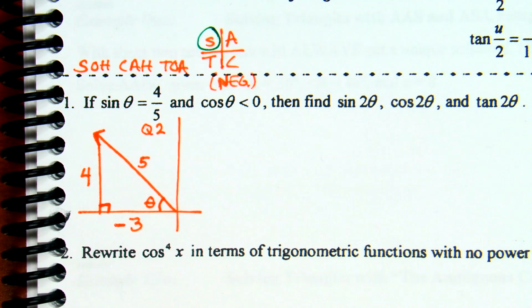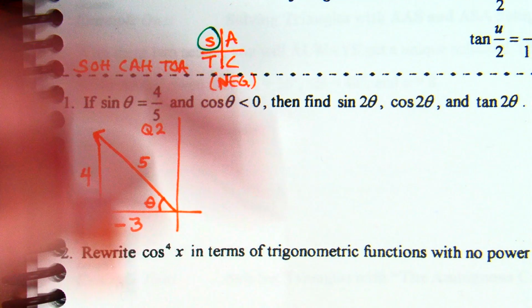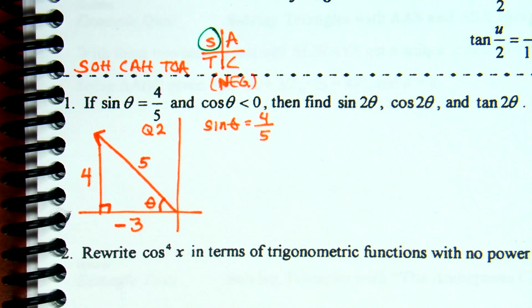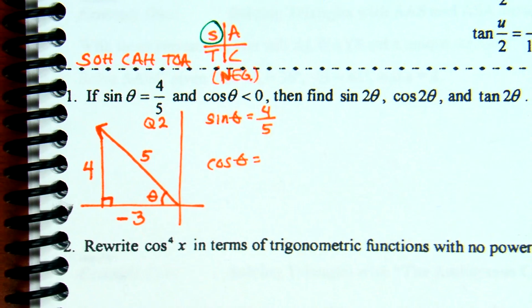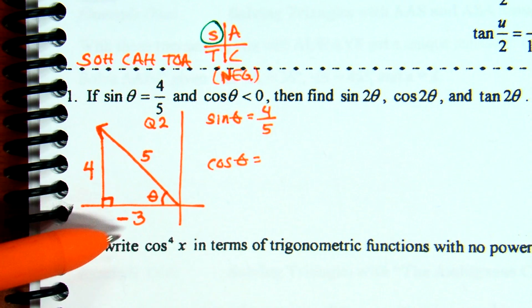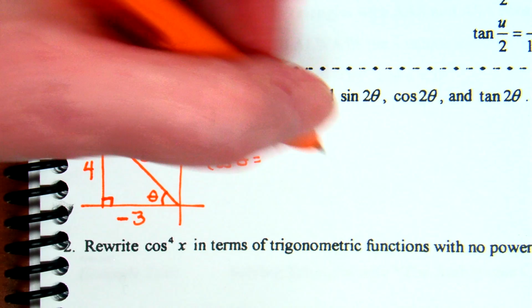Are we comfortable with the triangle there? Good old geometry. Okay, so we were already told, and I'm just writing it down so I have it, that sine of theta is 4/5. Now, can you tell me cosine of theta? What do you got? Negative 3/5. Cosine is adjacent over hypotenuse, and notice my adjacent was negative because we're in quadrant 2, so negative 3/5.